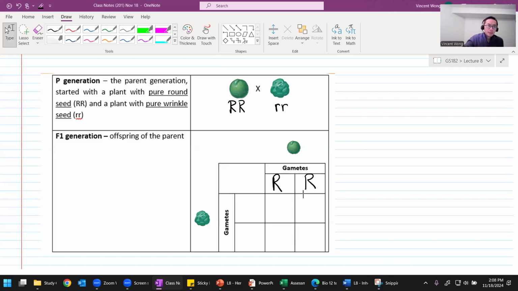That means 100% of all the gametes are going to be carrying the big R allele. Similarly, for the wrinkle one, it's pure small r, so there is only one kind of gamete. 50% will carry one of the small r, the other 50% will carry the other small r. So this here is called a Punnett square.